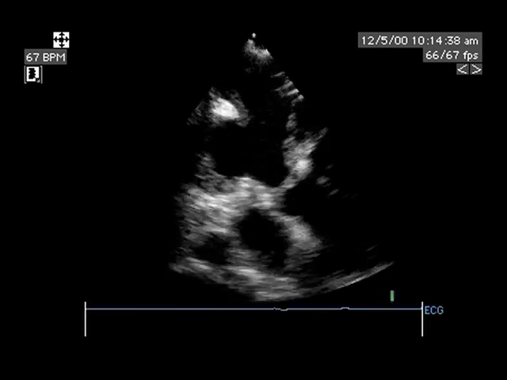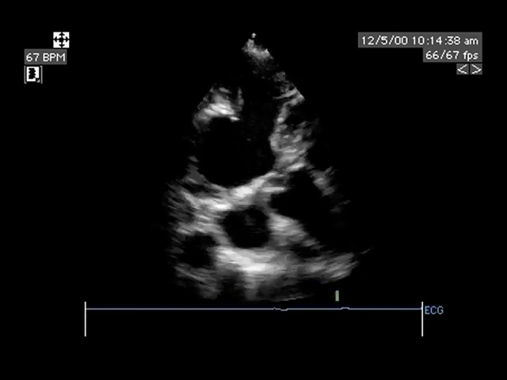There is a crescentic rind of mural thrombus within the aneurysm.